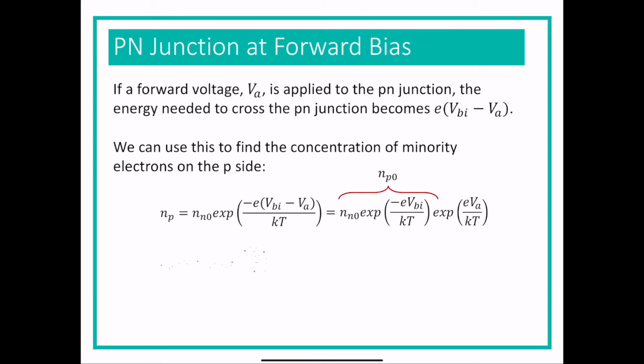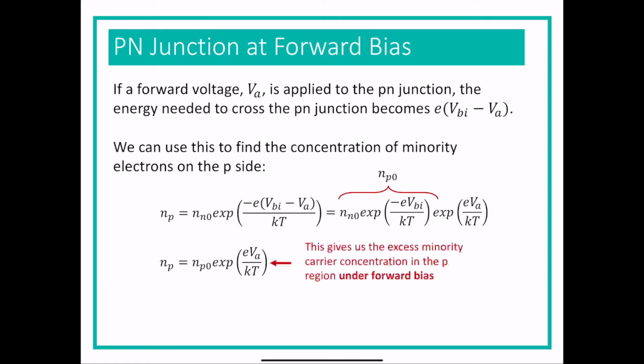So we can substitute that in, and what we get from that is actually the excess minority carrier concentration in the P region, which is what we want. We want the excess minority carrier concentration in the P region under forward bias. So that's what we get from that particular relationship. And stick with me. It won't be that bad when we get done. You just need to know where this stuff comes from.